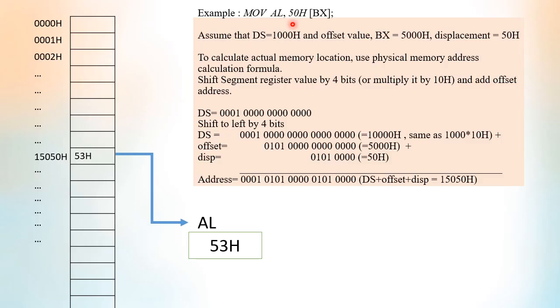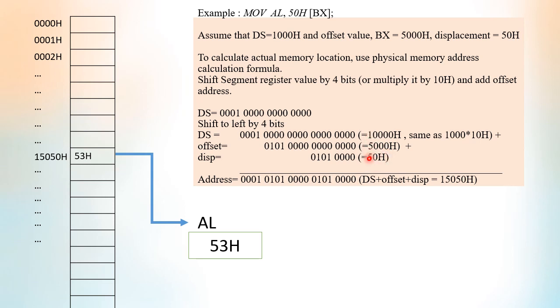Let us consider an example, MOV AL, 50H[BX]. Assume that the DS register is equal to 1000H, the offset value BX is equal to 5000H and the displacement given is 50H. Now we are going to calculate the actual physical memory address. The first step is to shift the segment register value by 4 bits to the left. So this is the DS register value, 1000H, written in binary format. Now shift this value to the left by 4 bits and we will get this. Now the offset value is 5000H, which is inside the BX register, and we have the displacement 50H.